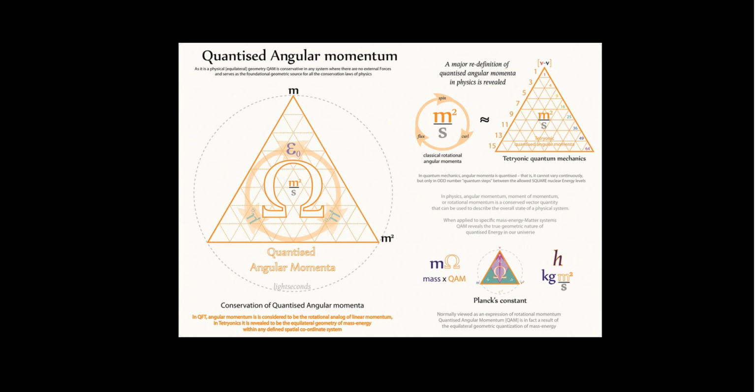And this is a major redefinition of physics. And this is what you have to wrap your head around very precisely in Tetryonics. In Tetryonics, quantized angular momenta, QAM for short, or omega, that's the unit for it, is in fact an equilateral geometry. Again, the equilateral, which can measure vector meters, linear meters, also has a scalar area of square meters. A triangle can measure square meters just as a circle can, just as a square can. In quantum physics of nature, nature uses equilateral triangles.